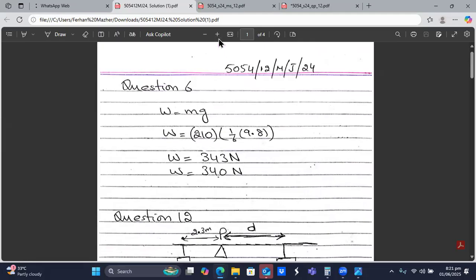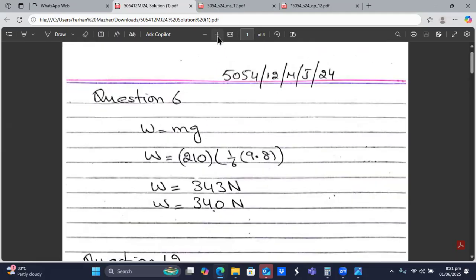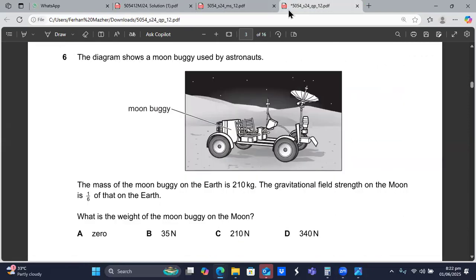So question number 6, the solution is showing up. The weight is equal to mg, the mass is 210 kg, the g value on the moon is 1 by 6 of the 9.8. Just do this calculation on your calculator. 210 multiplied by 9.8 divided by 6, that is 343 Newton. So when you round it off to two significant figures, it will be 340 Newton. 340 Newton. Let's check. Do we have this number in the options?